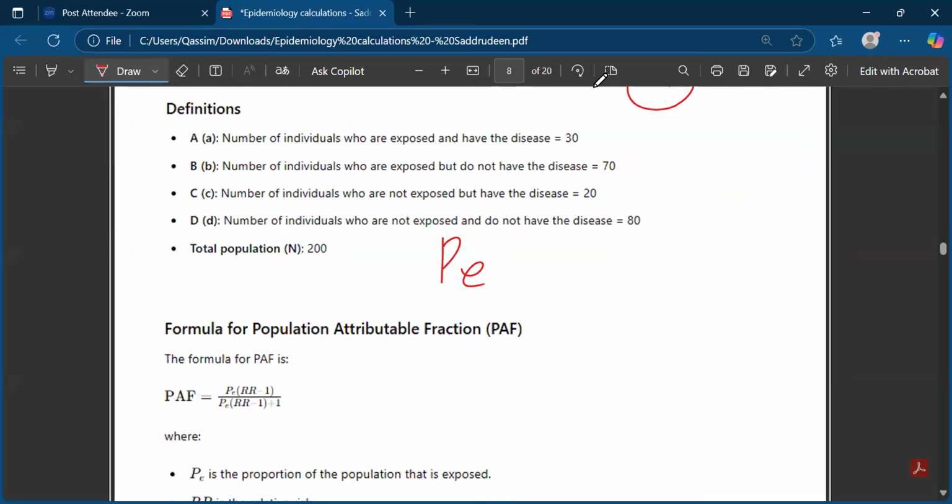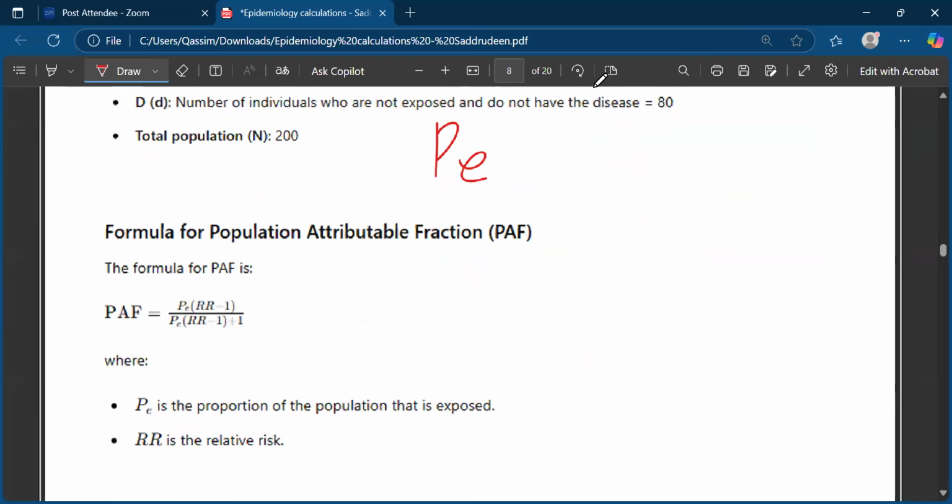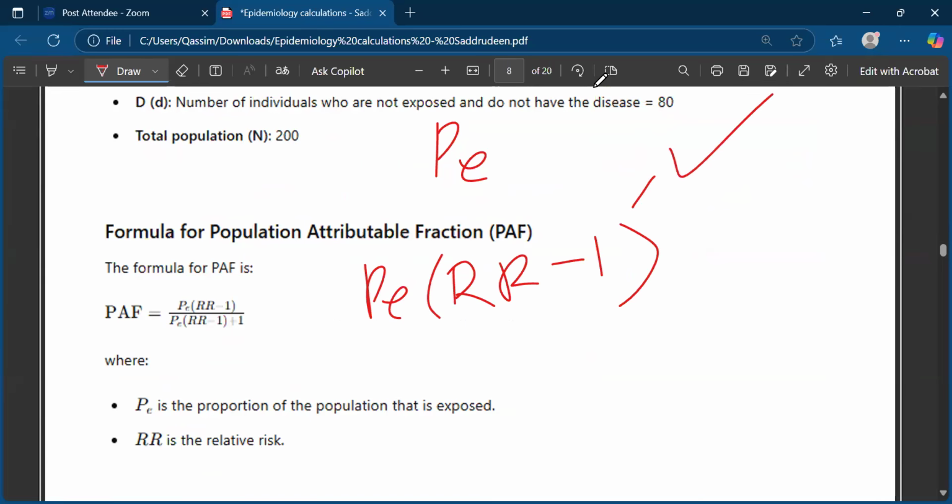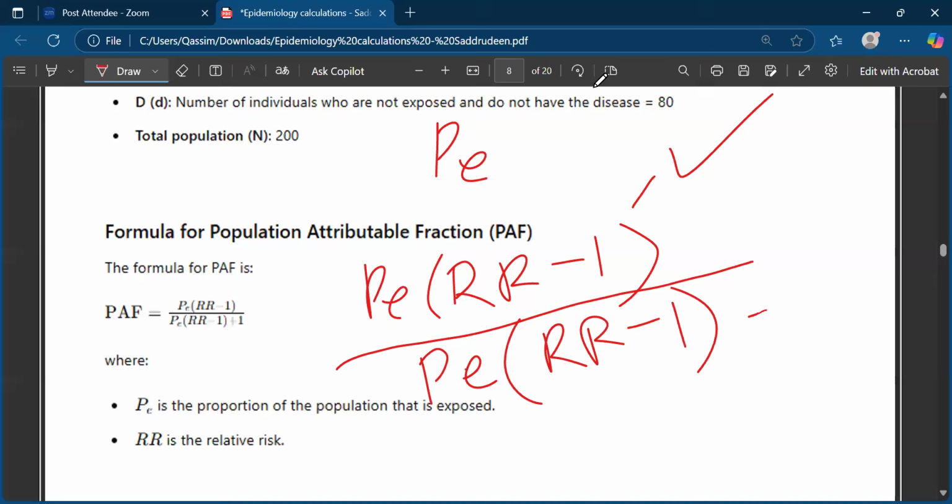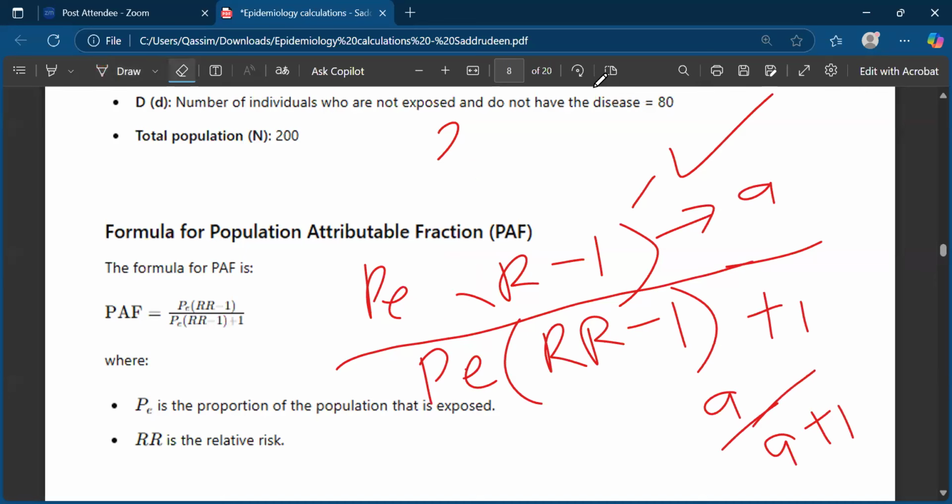That will give you the proportion of the exposed. And remember I told you, for the population attributable fraction, you have to find P first, which is the proportion of the exposed. And then it's very simple from there. You just need to cram this formula. You do relative risk minus 1, then multiply by the proportion of the exposed. You just replicate the same thing, the proportion of the exposed times relative risk minus 1, and then you do a plus 1 down here. So in short, whatever you get in the numerator, let's call it A, you're just going to do A over A plus 1. This is a simple thing.